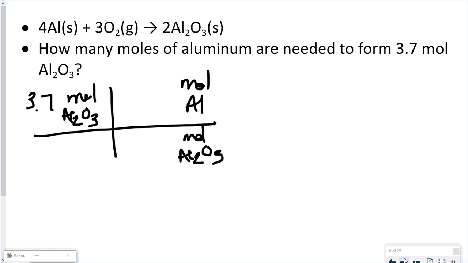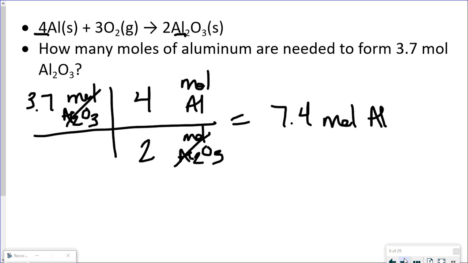According to our balanced equation, we have 4 aluminum and 2 aluminum oxide. That's going to cancel out moles of aluminum oxide. And then we can calculate. So we have 3.7 times 4 divided by 2. Our original number given had 2 sig figs, so our answer should have 2 sig figs. So that is going to be 7.4 moles of aluminum. Let's keep going.